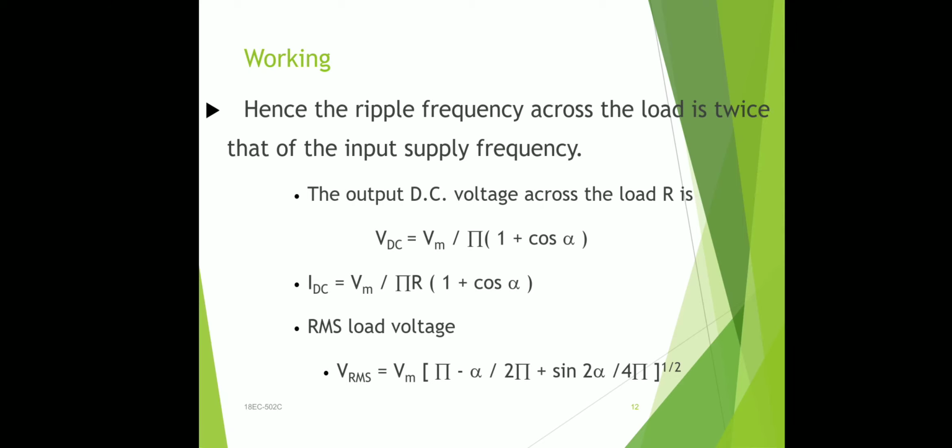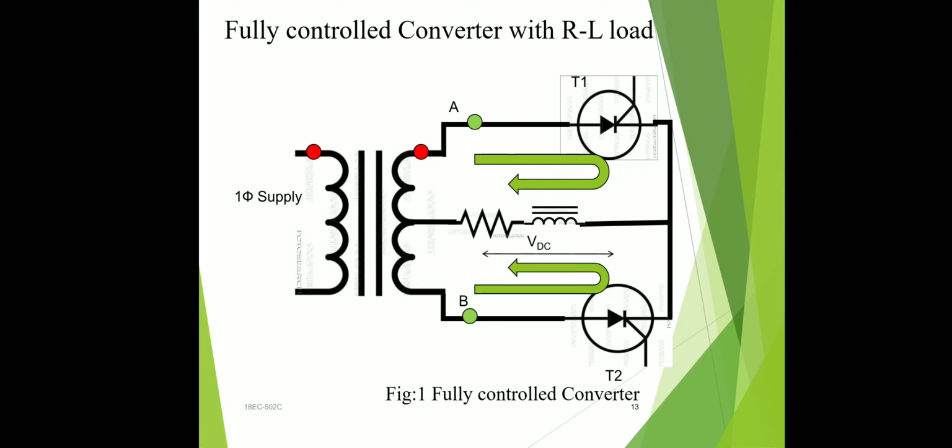Now we will discuss the fully controlled converter with RL load, resistive inductive load. The fully controlled converter also has two SCRs, T1 and T2, and a center tap transformer, and the load here is R and L, resistor and inductor.